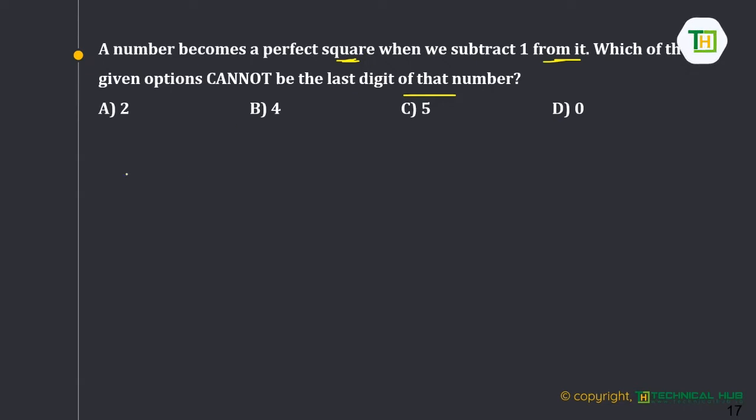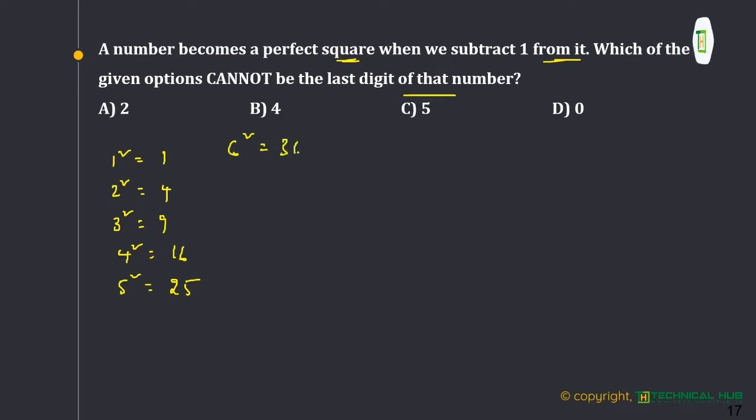First of all, I'm calculating the squares of 1 to 10. 1 square is nothing but 1. Similarly, 2 square is nothing but 4. 3 square is nothing but 9. 4 square is nothing but 16. 5 square is nothing but 25. 6 square is nothing but 36. 7 square is nothing but 49.